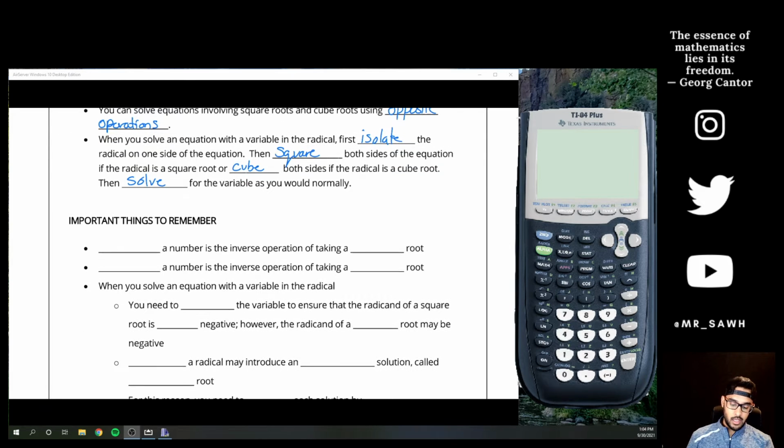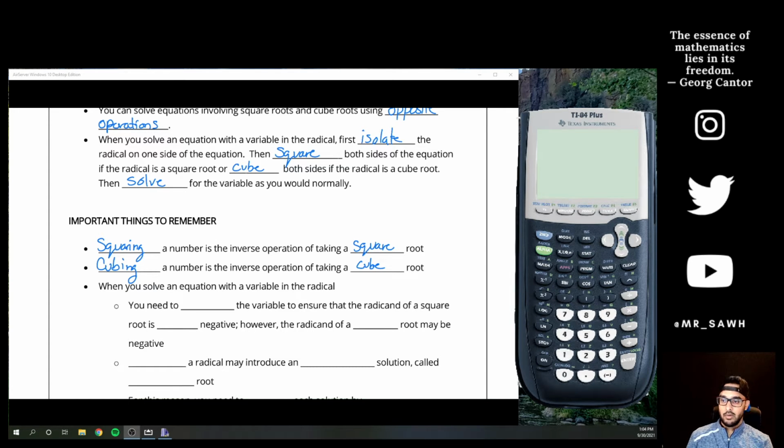Now, a couple important things. Squaring a number is the inverse operation of taking a square root, and cubing a number is the opposite operation of a cube root. So when we think about getting rid of those root signs, it's not necessarily a divide by 2 or divide by 3. Really, the opposite operation to a root sign is the exponent that will go with it. So square roots are based on powers of 2, cube roots based on powers of 3.